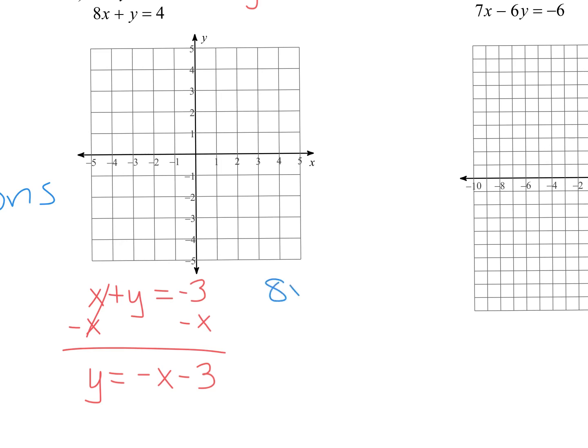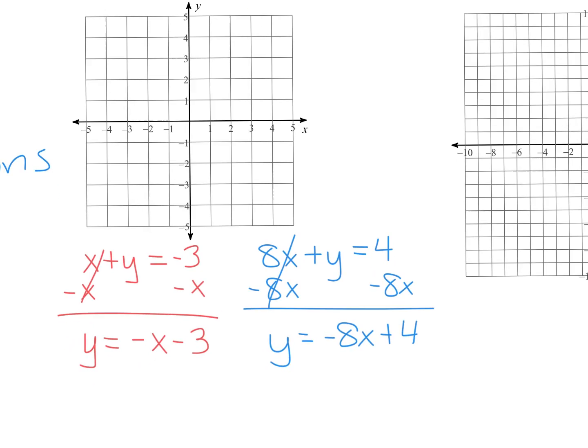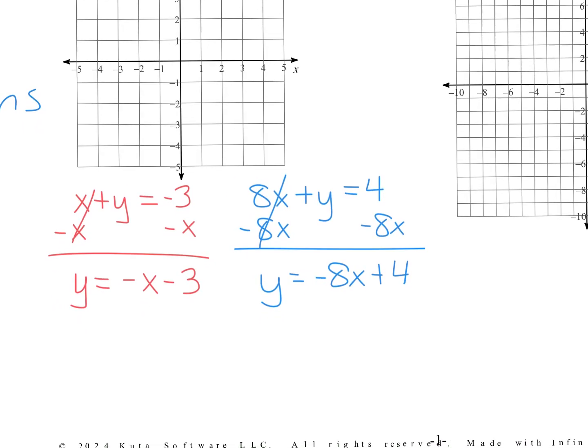Okay, let's work on that other equation. We have 8x plus y equals 4. How do I get rid of that? Yep, subtract 8x on both sides. So we have y equals negative 8x plus 4. Is that in the correct form? Yes. One thing I want to ask you, if there was a 2 here, how would I get rid of that 2?